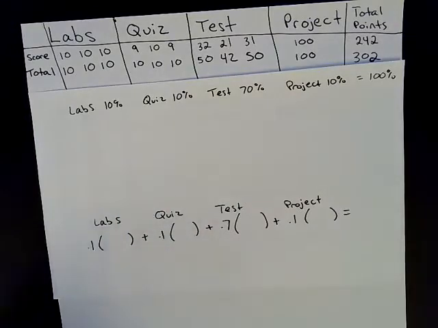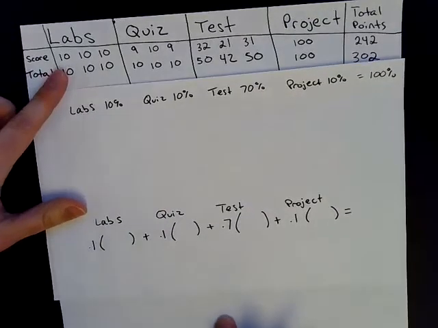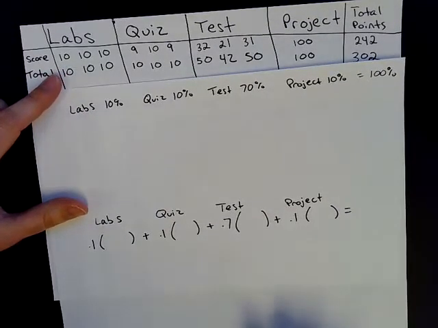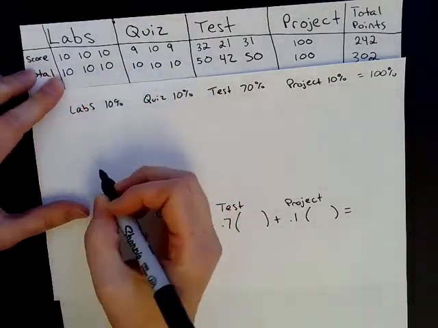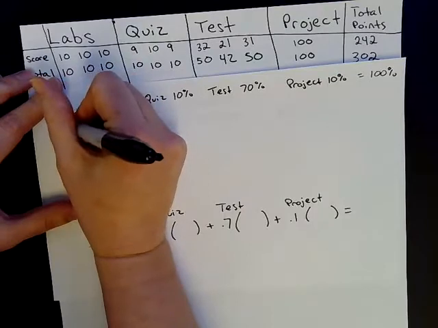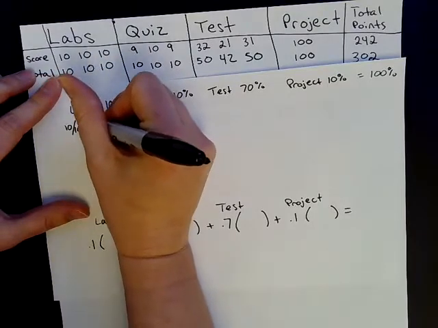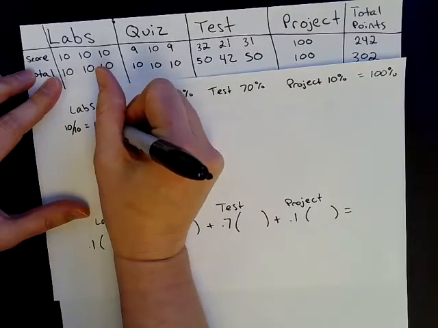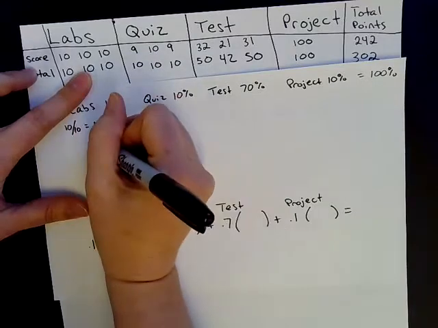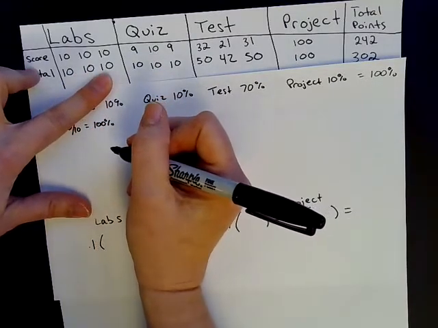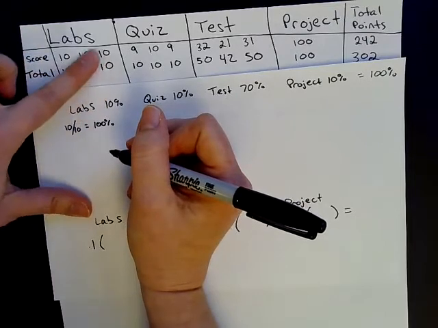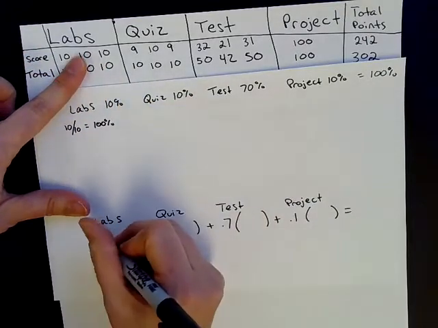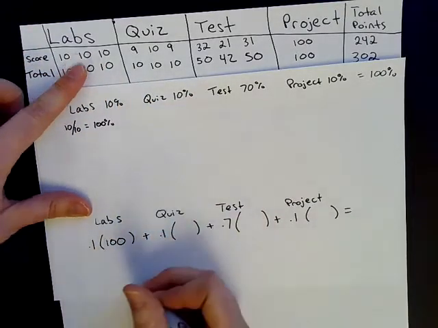So now we have to figure out the averages. In order to calculate averages, we have to convert all of these to percentages. So when we look at this first set of scores, the first lab is 10 out of 10, which will give you 100%. The second lab is the same thing, and the third lab is the same thing. So since all of these are the exact same thing, our average score for our labs is 100%. So we can go ahead and put in the average score.